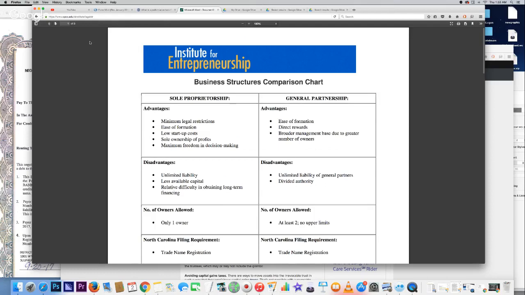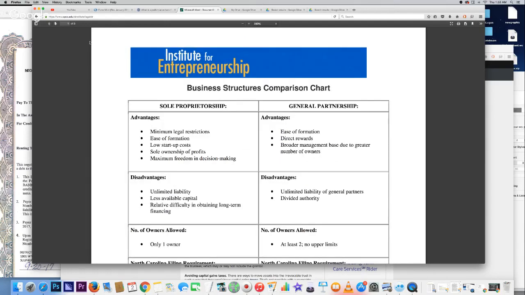Okay, sole proprietorship. Minimum legal restrictions, ease of formation, low startup costs, sole ownership of profits, maximum freedom in decision making. Yeah, full liability for everything. The disadvantages of a sole proprietorship are unlimited liability. Meaning you are liable for all of that.